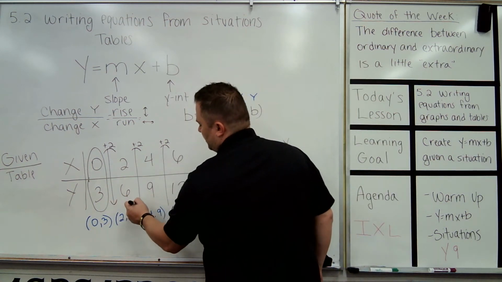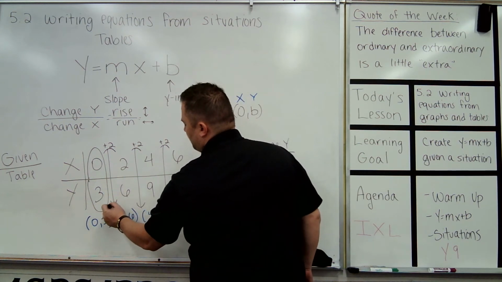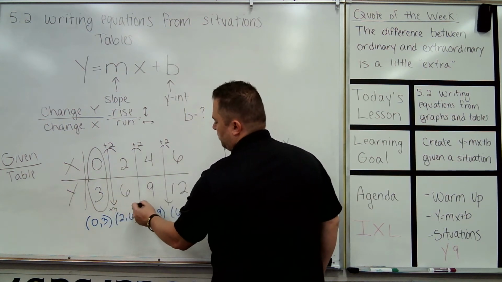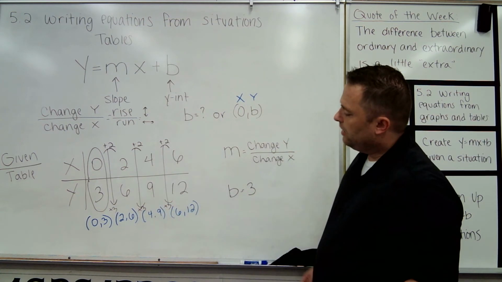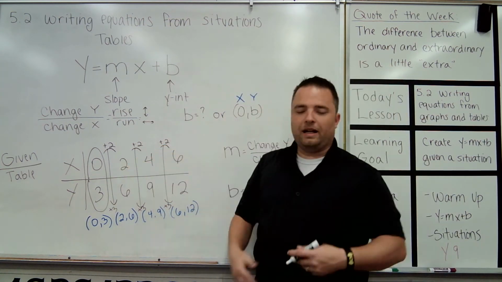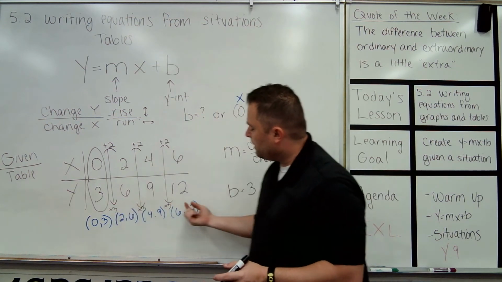These y's are each changing by 3. 3 plus 3 is 6. 6 plus 3 is 9. And 9 plus 3 is 12. Not what are the values now, but what do I have to do to change one number to get to the next? I have to add 3 each time.